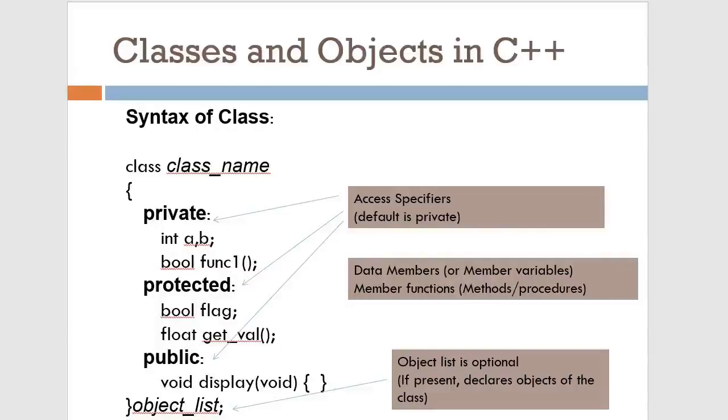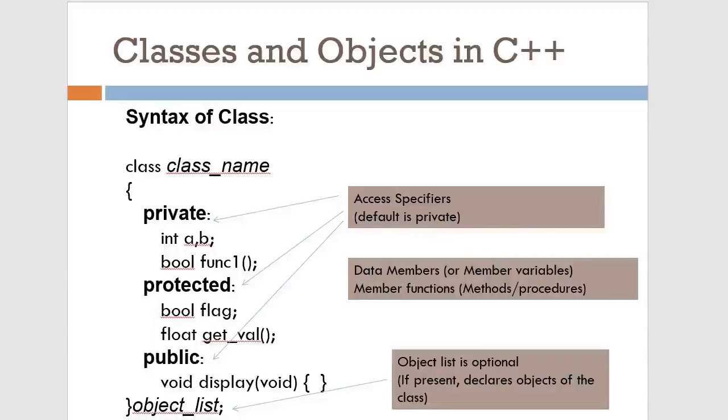Then you can see these three different things here called access specifiers in C++: private, protected, and public. These are the three standard C++ access specifiers. The default access specifier is private. So if you don't specify any access specifier in the class, then the default becomes private.